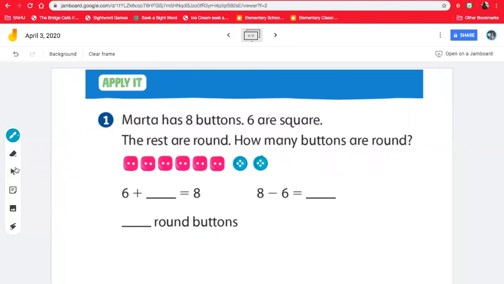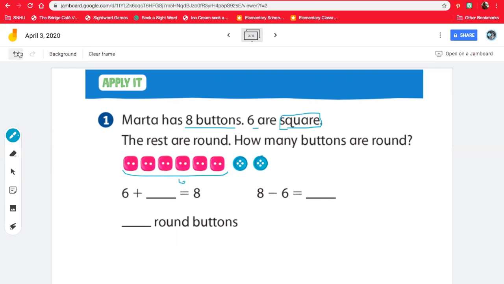All right. Marta has 8 buttons. 6 are square. The rest are round. How many buttons are round? Well, we know that she has 8 buttons total, and 6 of them are square. The rest are round. So we have, how many buttons are here? 1, 2, 3, 4, 5, 6. So there are 6 buttons here.